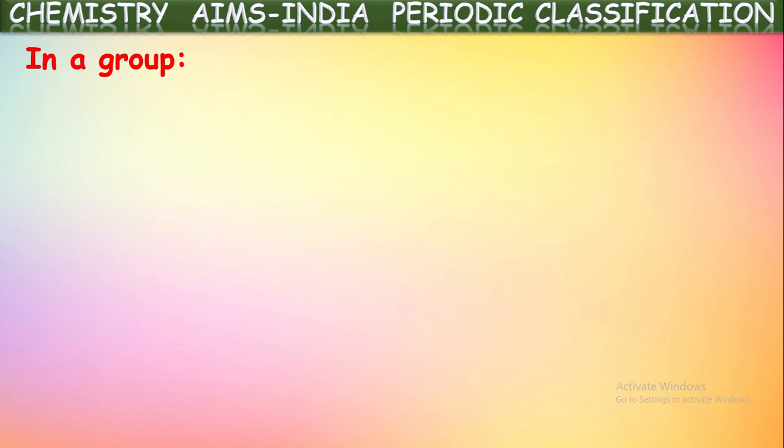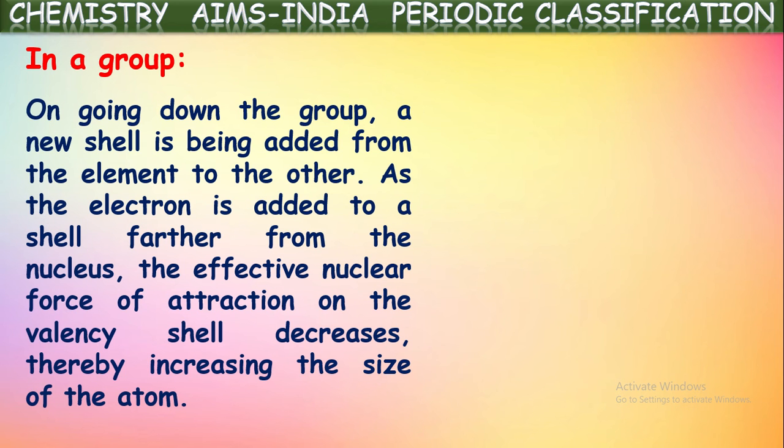Now let us see in a group how this atomic radius or atomic size varies in a group. On going down the group, a new shell is being added from the element to another element. As electron is added to a shell further from the nucleus, the effective nuclear force of attraction on the valence shell decreases. Thereby, there will be an increase in the size of the atom.